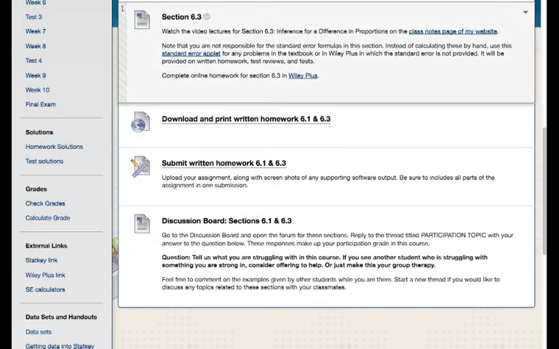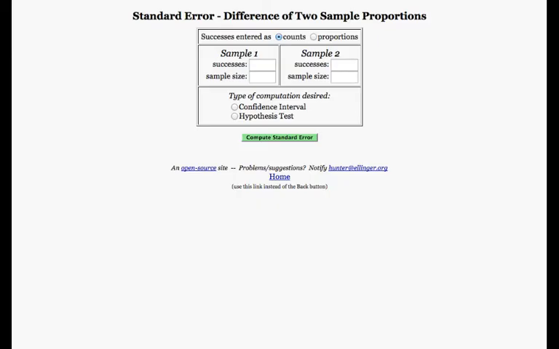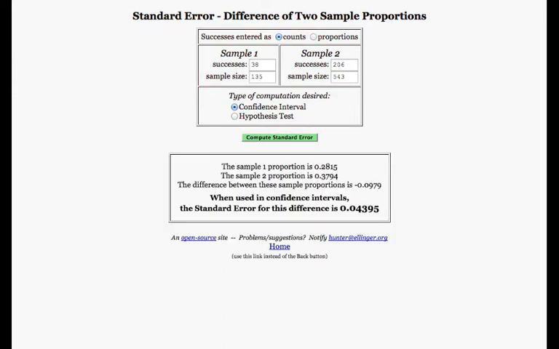Coming to section 6.3, we see this link to the standard error applet. And here I'm going to enter those same values that we did for the hypothesis test, 38 out of 135, and 206 out of 543. But this time I'm going to select confidence interval instead of hypothesis test and compute the standard error. We can see we get a number that's very close but slightly different, 0.04395.